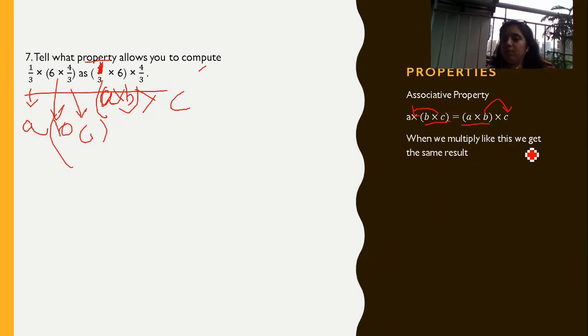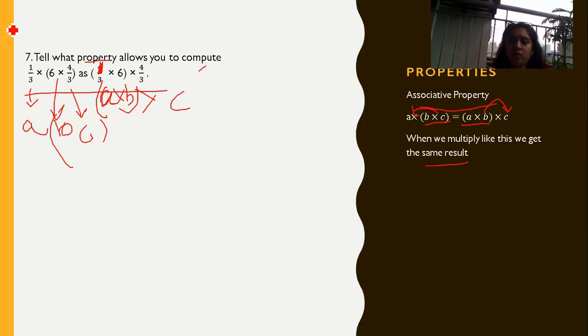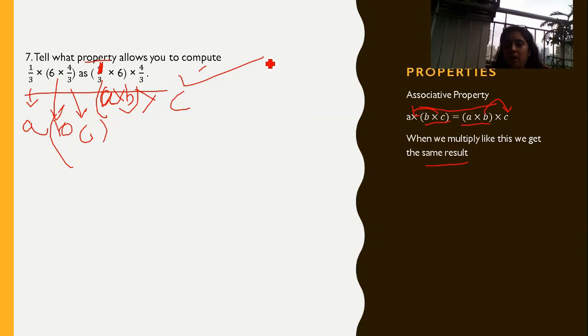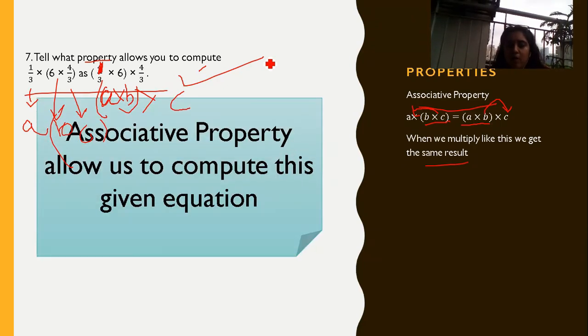So when we multiply like this, we get the same result. So this is our associative property, and in this question we have to tell the name of the property, and it is the associative property. So our answer will be that the associative property allows us to compute this given equation. It means this property will allow us to solve this question. So we just have to tell the name of this property. And sorry for that, it is by mistake that it is 1 upon 3, not 4 upon 3.